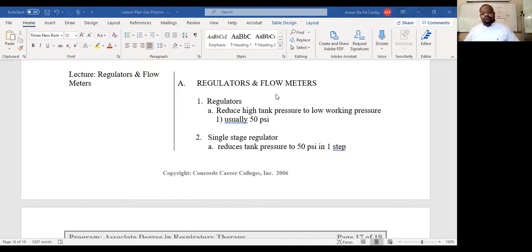We said that regulators allow us to utilize the oxygen that's inside of the cylinder. The regulator is also already in the wall. A wall unit is also considered a regulator. Okay, so let me show you that. All right, share my screen.